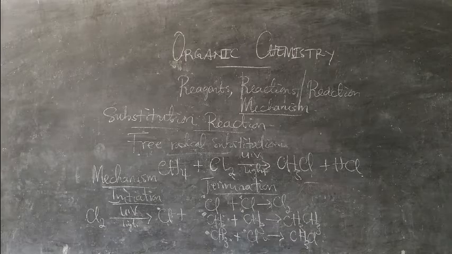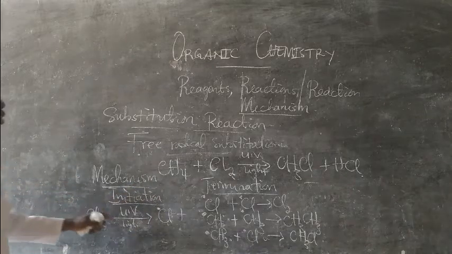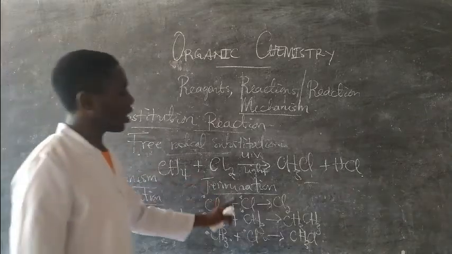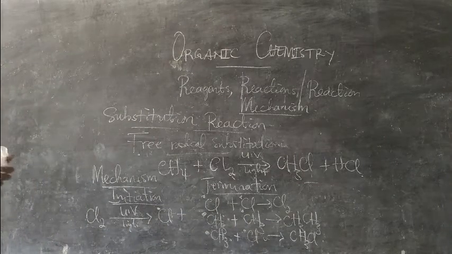So if you are being asked, as it's always asked in the exam, you make sure that you give it. You should know the different steps. We are given the initiation, we write the propagation, and finally this is the termination step of the reaction. And that is the end of the free radical substitution mechanism.